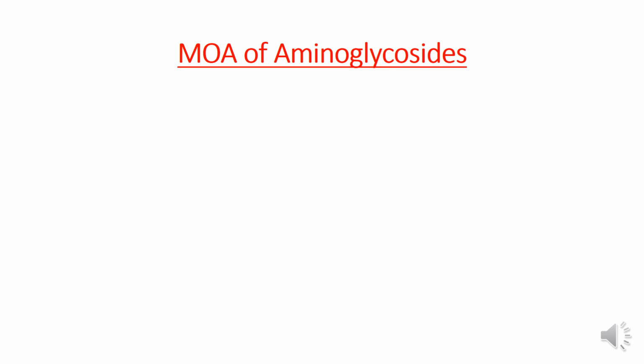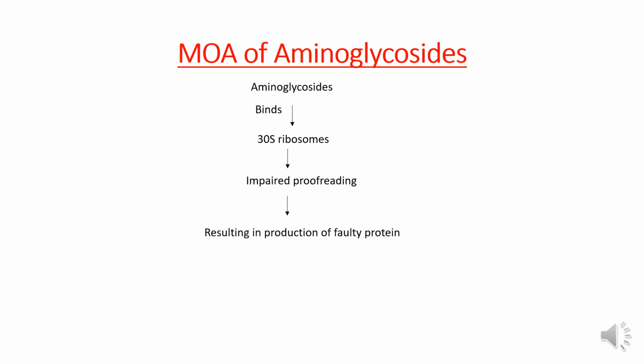Now next are the aminoglycosides. The mechanism of action of aminoglycosides: aminoglycoside is again a protein synthesis inhibitor. This aminoglycoside binds with the 30S ribosome and impairs proofreading, thereby resulting in the production of faulty protein, and this will inhibit bacterial protein synthesis.